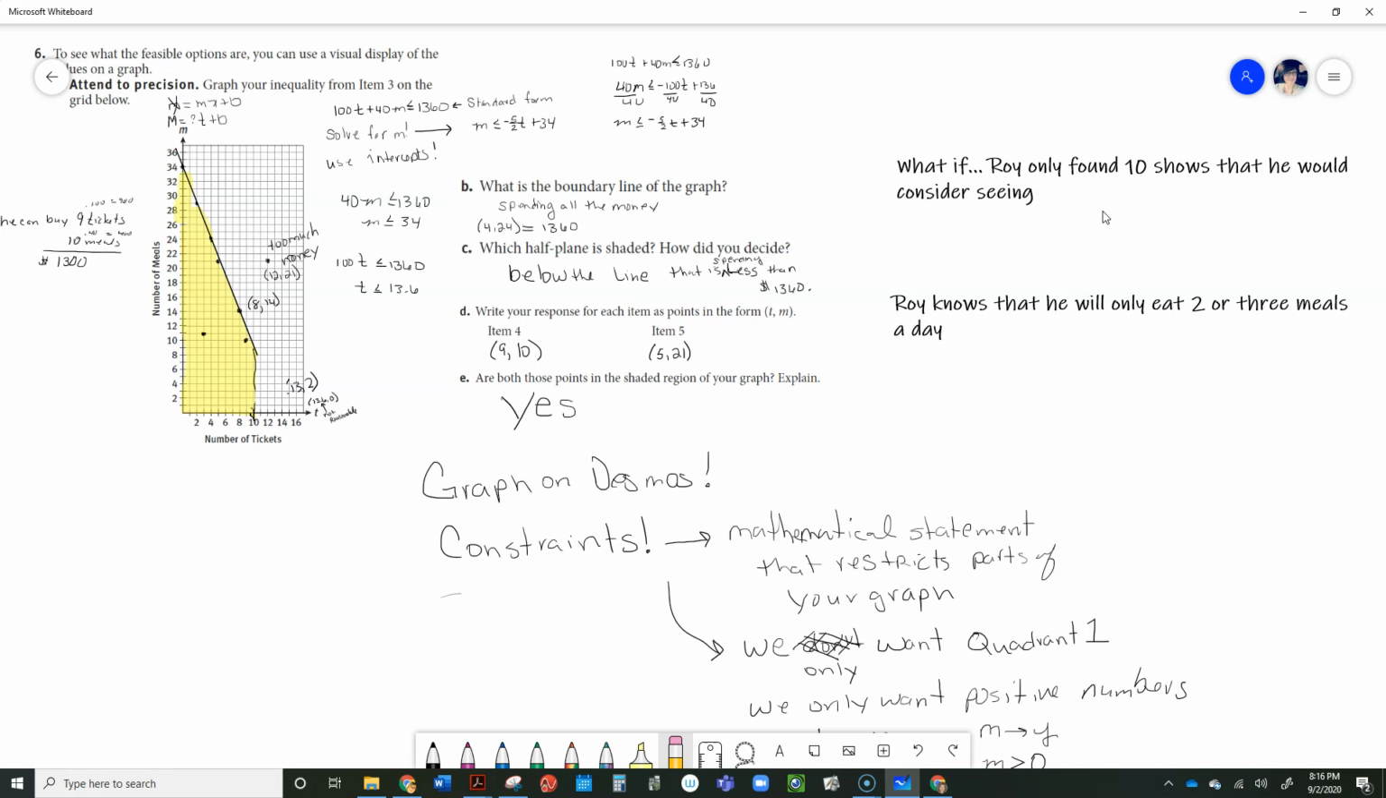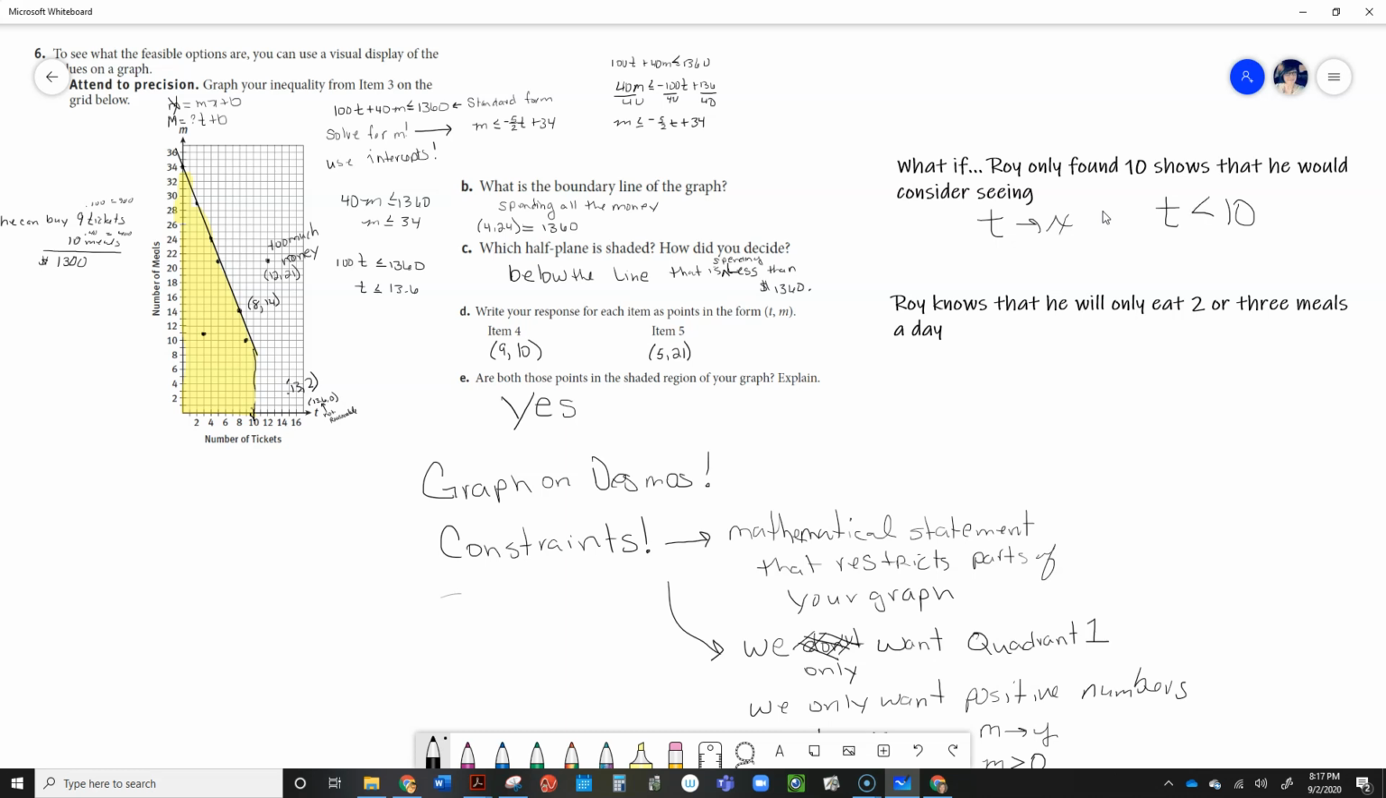So it makes sense to say that, okay, but how do we write that? Roy found that he only found 10 shows that he would like to see. Okay, again, remember, tickets is on the x-axis here. So when we write our equation or our statement, it needs to involve tickets, which when we get to Desmos, we'll have to change to x's. So if he only found 10 shows, then how many tickets is he going to need? The number of tickets that he's going to need compared to 10. Is the number of tickets going to be less than 10 or greater than 10 or equal to 10 or what?